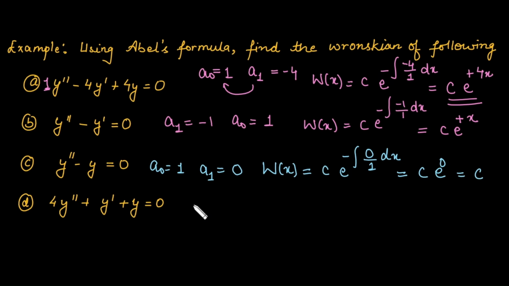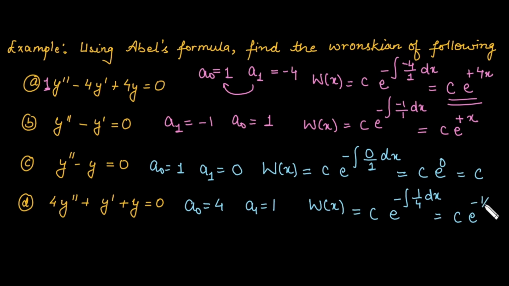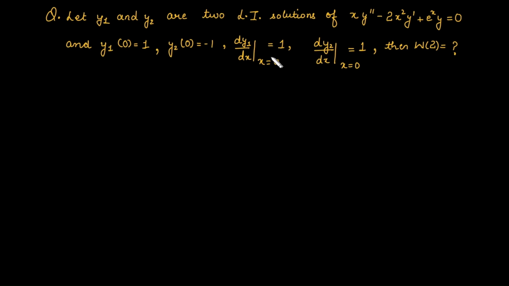For the d part, the value of a0 is 4, a1 is 1 and the Wronskian is equal to a constant multiple of e raised to the power minus. So that is, the integral of 1 by 4 dx is equal to c e raised to the power minus 1 by 4 into x. So let's take another example.